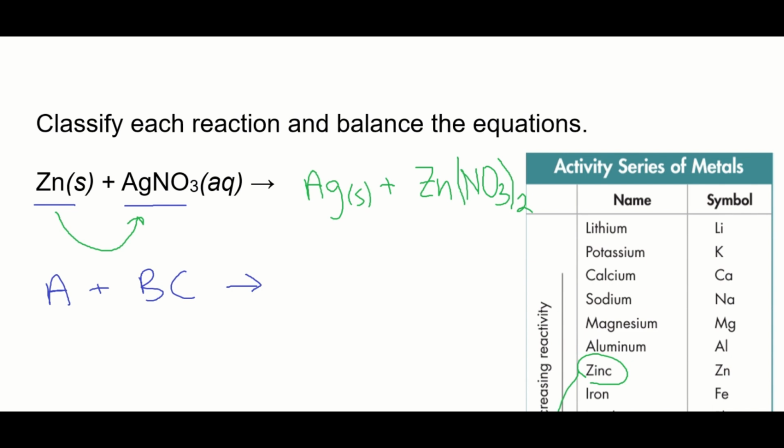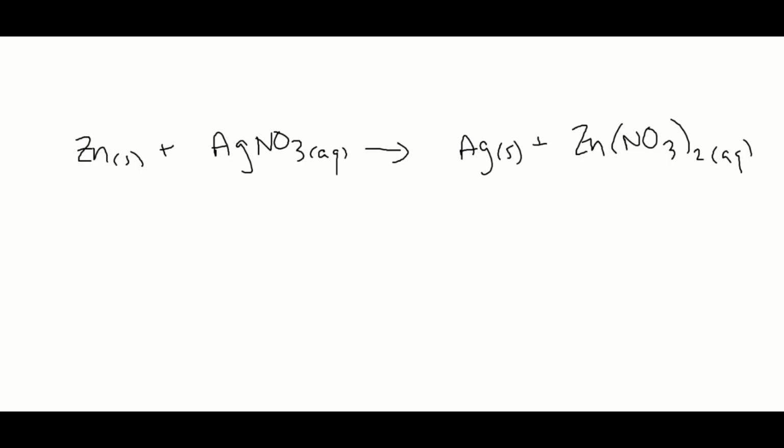Let's balance this. You see that there's 2 nitrates on the product side and only 1 on the reactant side. All right, I was running out of room, so I rewrote this to give myself a little more space. And by the way, all nitrates are soluble, so we indicate that with aq. All right, so as I was saying, there's 2 nitrates on the product side.